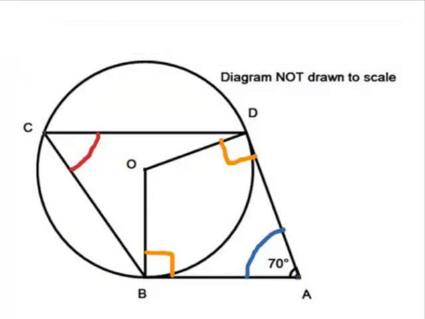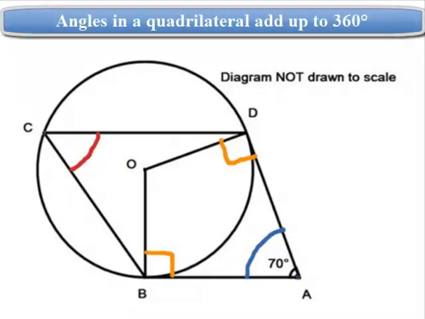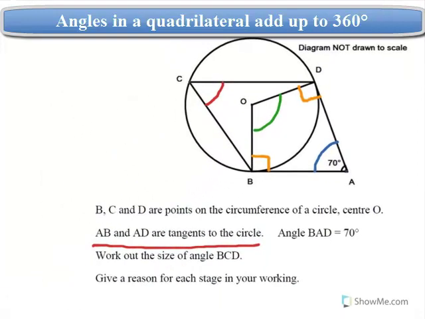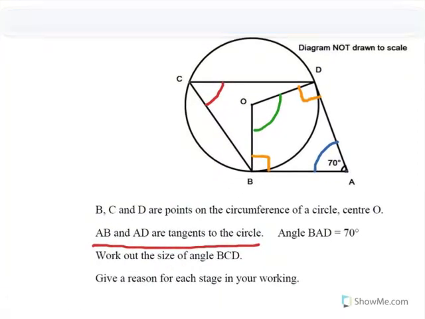This is quite nice because we now have a quadrilateral, BODA. And what do we know about the angles in a quadrilateral? They add up to 360 degrees. That means we can find this angle here, the angle BOD. Okay? So I'm going to move on to the next page.